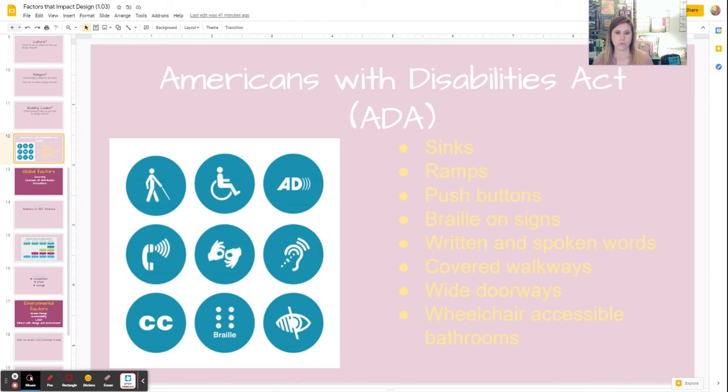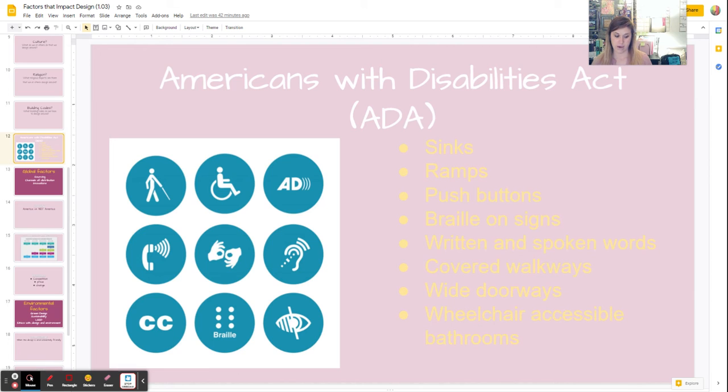So if you think about our school, we have sinks that anybody could use. We have ramps to get in buildings. We have push buttons that open doors. We have braille on our signs. We have written and spoken words in certain places, like we make announcements, as well as written announcements. We have covered walkways. We have wide doorways. And we have wheelchair accessible bathrooms. We have all of these things in our school because it's a public place, and any public place has to have all of these features.